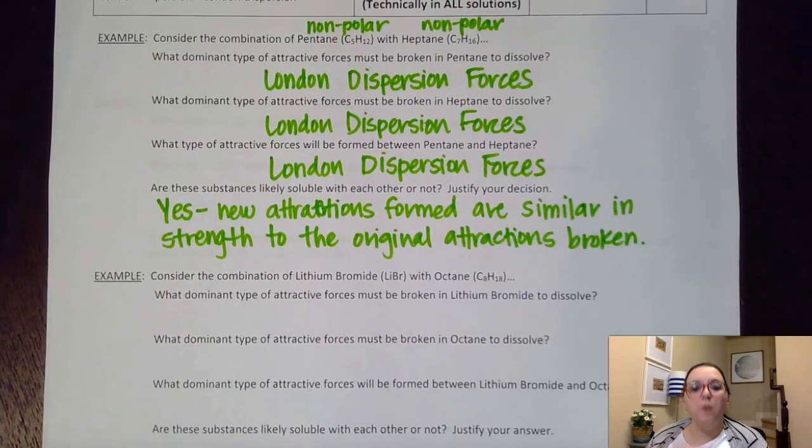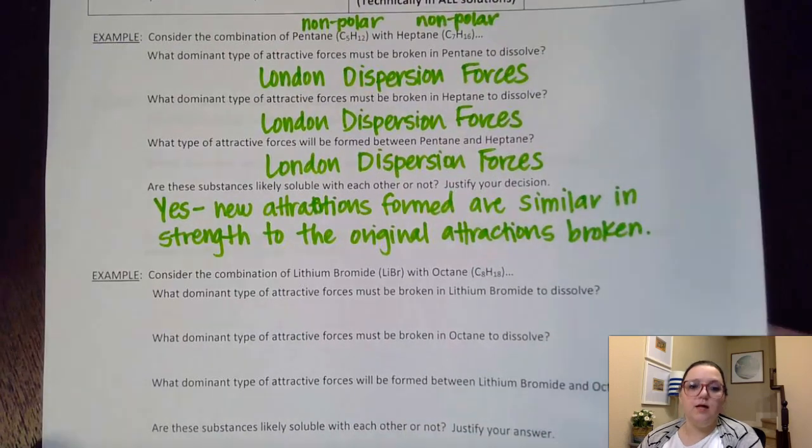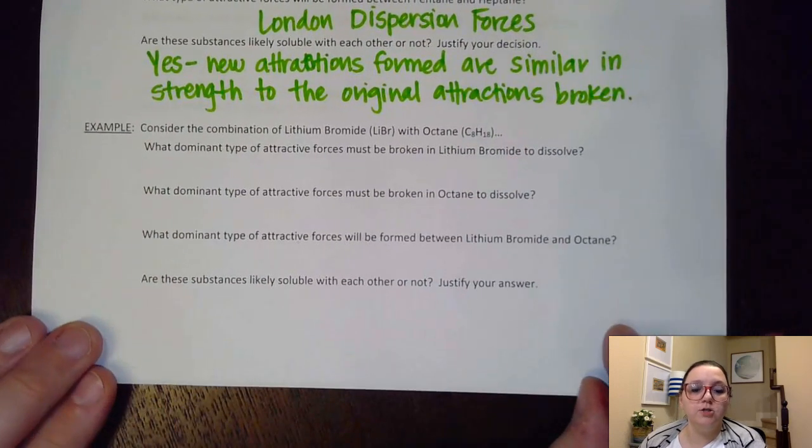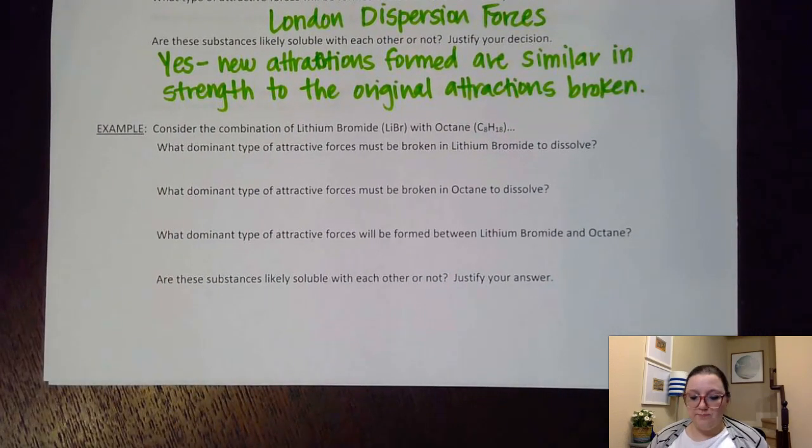If what we break is similar in strength to the new thing we formed, then it's likely to take place. All right, let's look at another example here. It says, consider the combination of lithium bromide with octane. And it kind of has us go through the same steps here. What dominant type of attractive forces must be broken in lithium bromide to dissolve?